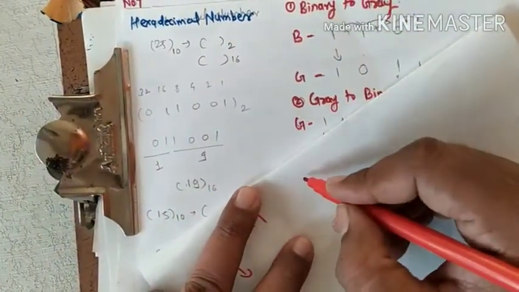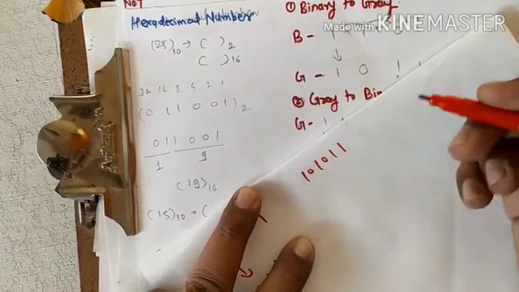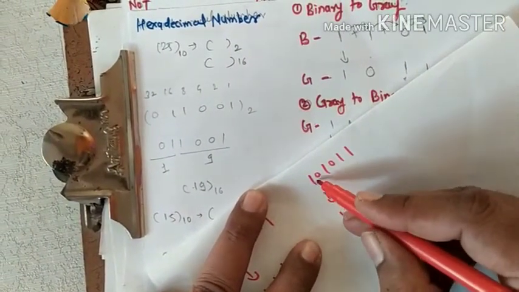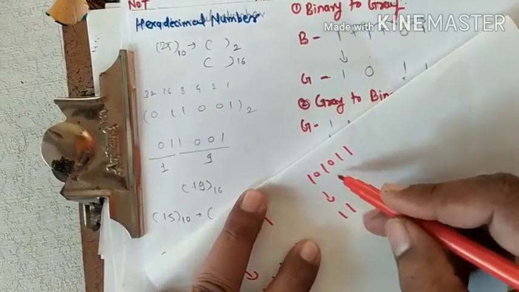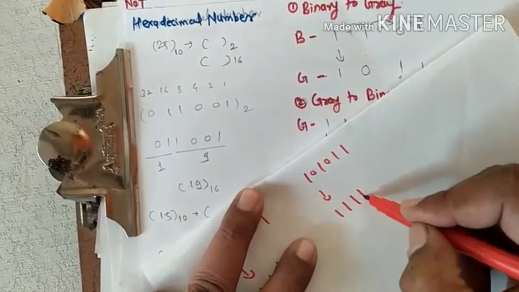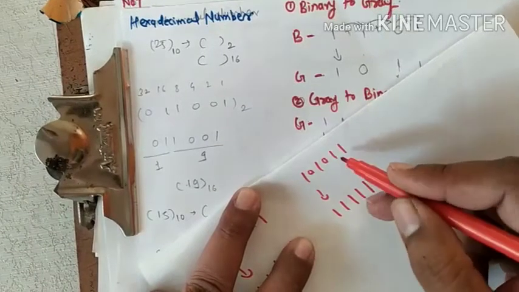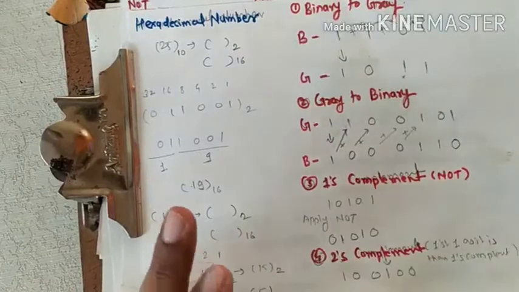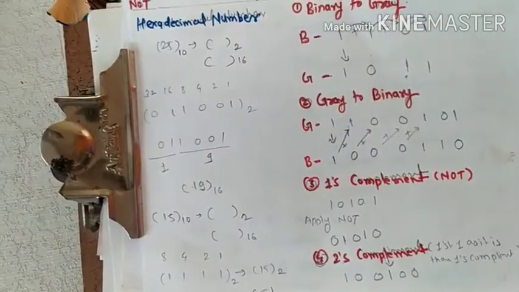Again take one more example, 1 0 1 0 1 1. So here 1 as it is 1, then 1 plus 0 is 1, 0 plus 1 is 1, 1 plus 0 is 1, 0 plus 1 is 1, and 1 plus 1 is 0. So in this way you have to convert your binary code to gray code.